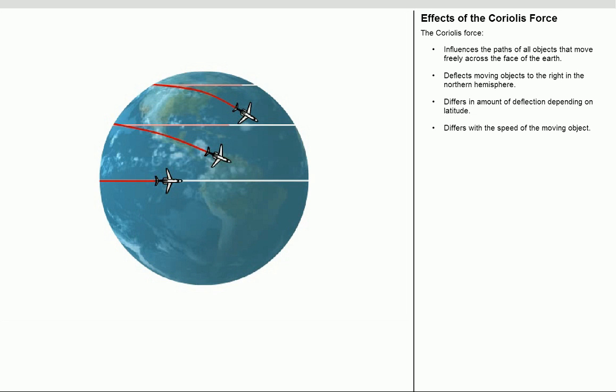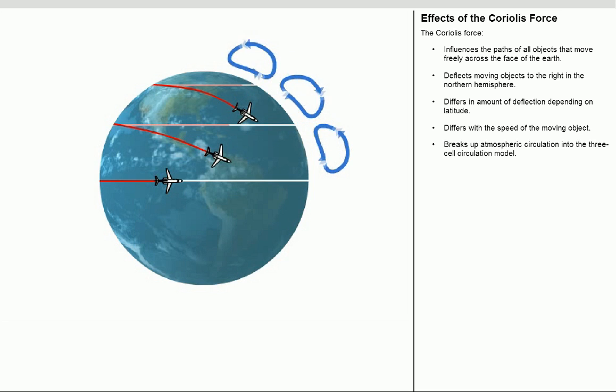This force significantly affects bodies that move over great distances, such as air masses or aircraft. For example, Coriolis force has a major influence on air circulation. As air circulates from the equator toward the poles, Coriolis force deflects it, and it cools and falls. This action breaks atmospheric circulation into the 3-cell circulation model.